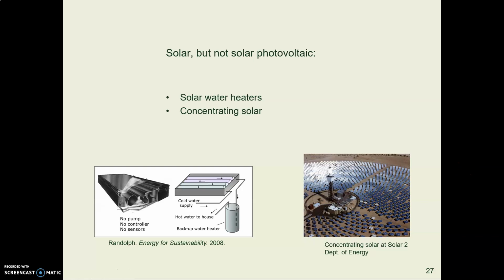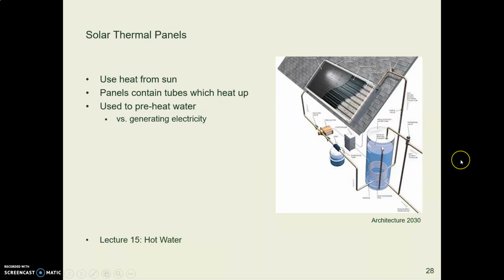Now, there are a couple of other devices related to solar that are not solar photovoltaic. So we want to make sure we keep these straight in our minds. Solar water heaters and solar thermal or concentrating solar power generation. So solar thermal we looked at when we talked about water. This is how we heat water, or at least preheat water, using panels on our roof or evacuated tube collectors.